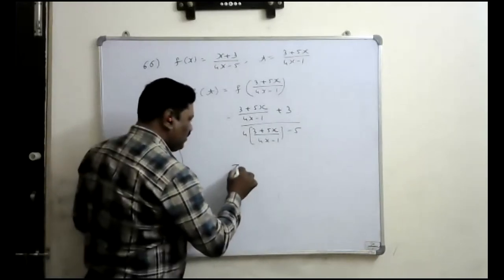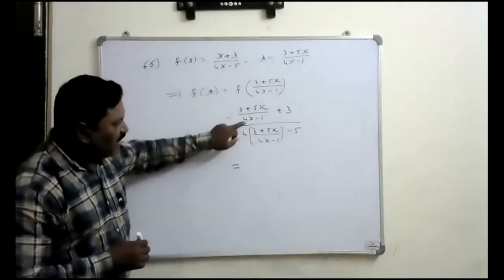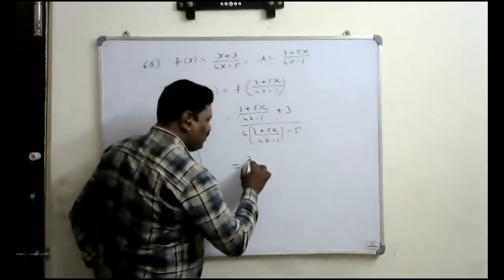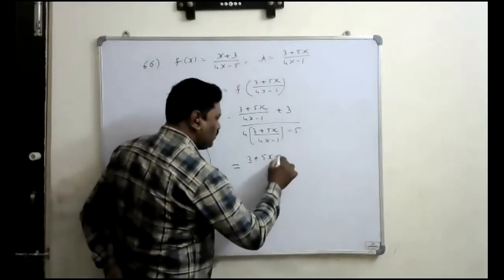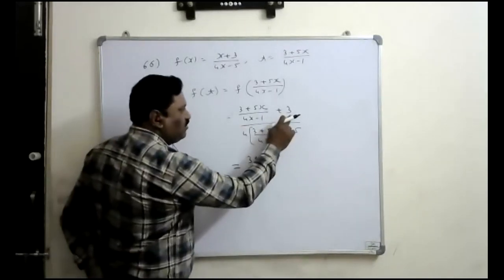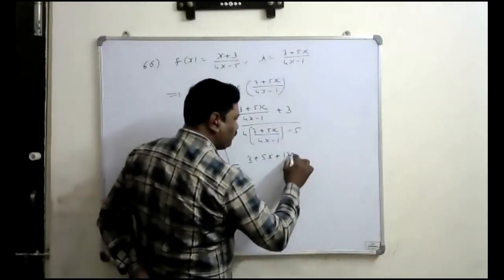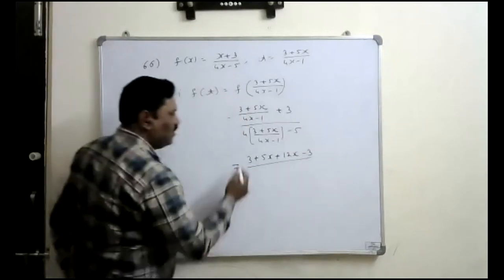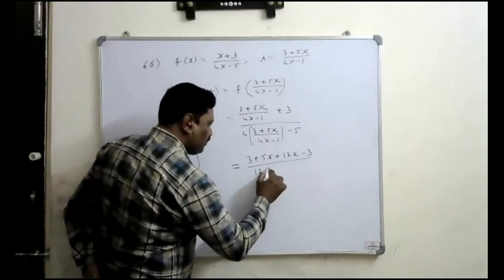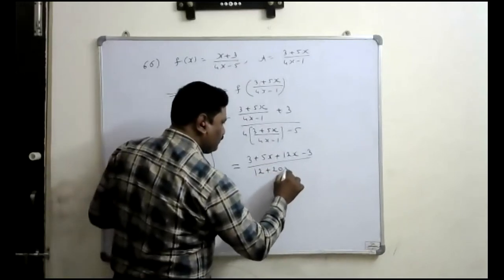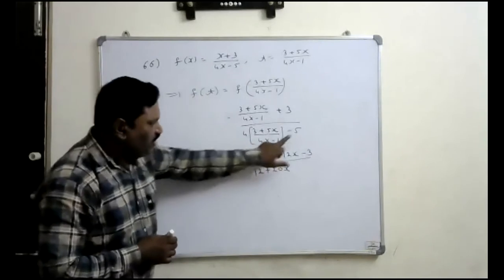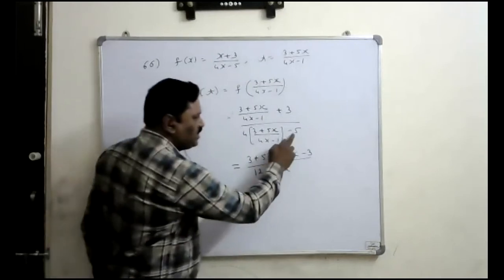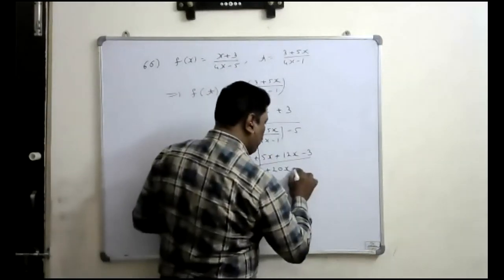To simplify this, in the numerator and denominator, the LCM is 4x minus 1. That LCM is going to get cancelled. Now in the numerator, we get 3 plus 5x plus, after taking the LCM, this term comes here, 3 into 4x, that is 12x, 3 into minus 1, that is minus 3, upon. Here 4 3s are 12 plus 4 5s are 20x. Then this term comes here. You have to multiply these two terms by minus 5. Minus 5 into 4x, that is minus 20x.